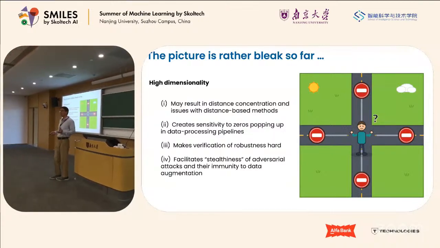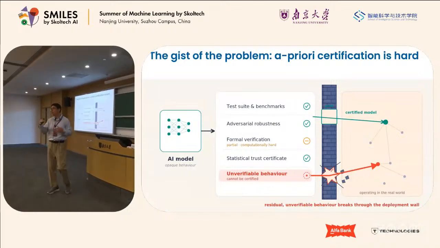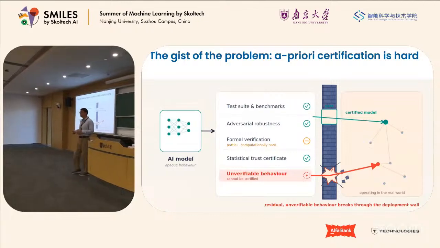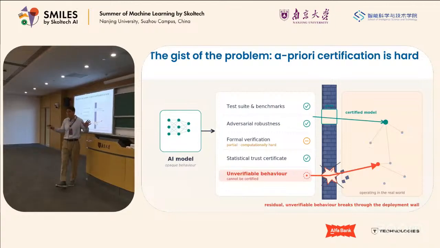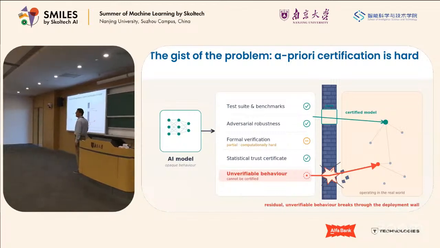Is there any good in high dimension? And this is what I'm going to tell you. This is my picture which I tried to visualize. Somehow you build the barriers, you certify the model, and so on. But then unverifiable behavior, because of dimensionality, of course, breaks in, and then something needs to be done. And the thing is, a priori certification is hard.